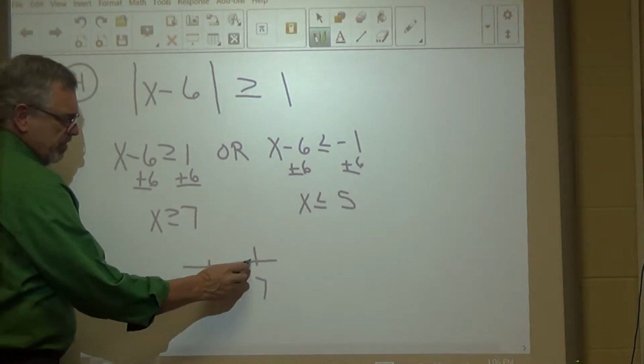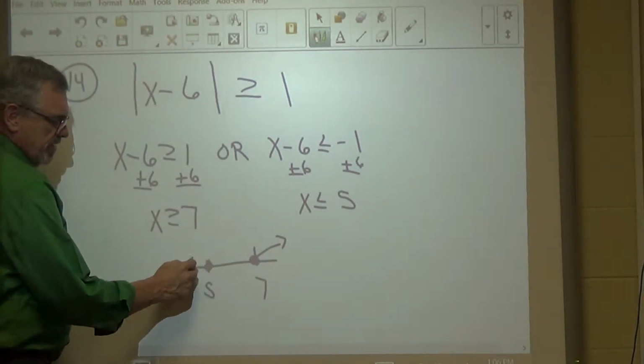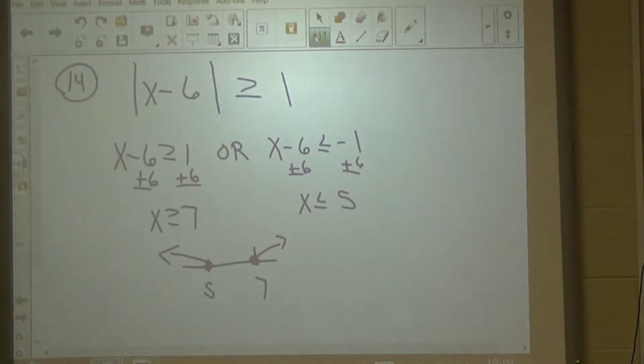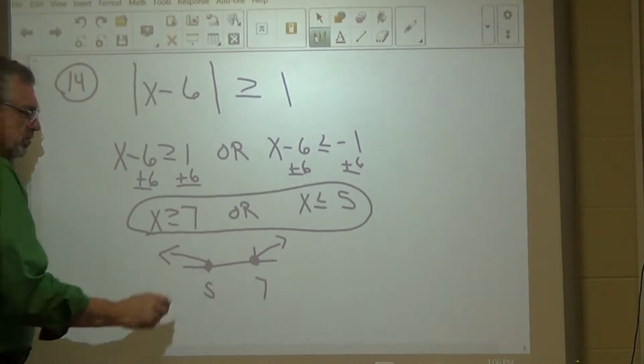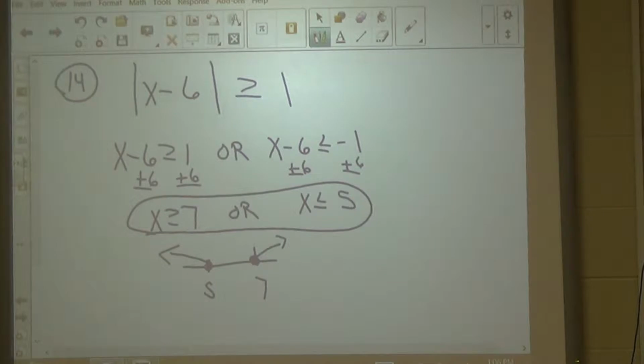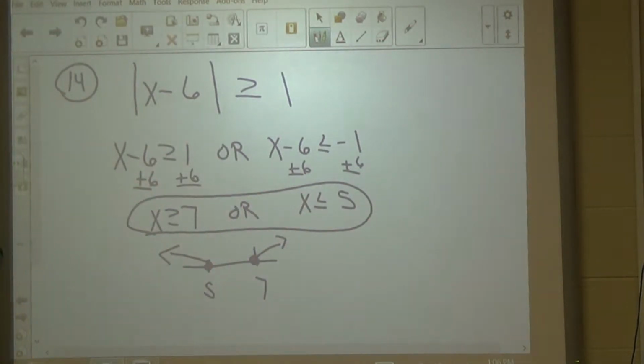So this says greater than or equal to 7, so it'd be a solid dot and it goes that way. Less than or equal to 5, so it goes this way. That's the way OR statements ought to look. So if you get that, you just come back up here and put OR in front of it in the middle circle. Now, when I check the answer, he's going to have x is less than or equal to 5, or. He always puts the smallest number first.